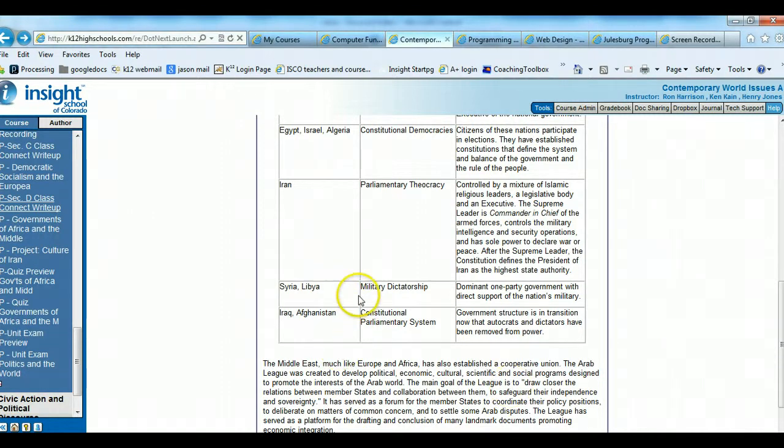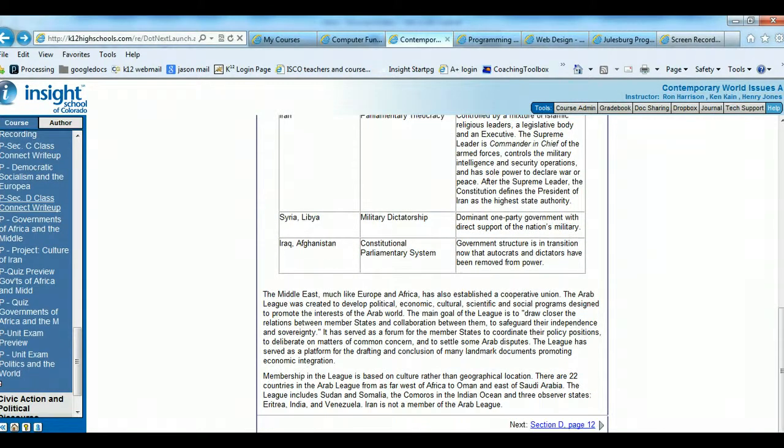Then there are military dictatorships in Syria and Libya. We hear about this all the time. Right now, Syria's military dictatorship is killing hundreds of people a day because it's almost like having a civil war there. And finally, Iraq and Afghanistan, a constitutional parliamentary system where they have open and free elections, supposedly. But they still have autocrats and dictators that try to get power from time to time.